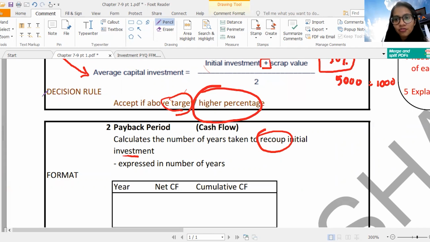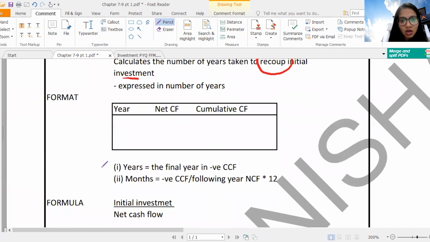So there is a format or formula that I can use to calculate the payback period. How do I do it? Your format has year, net cash flow, and cumulative cash flow.